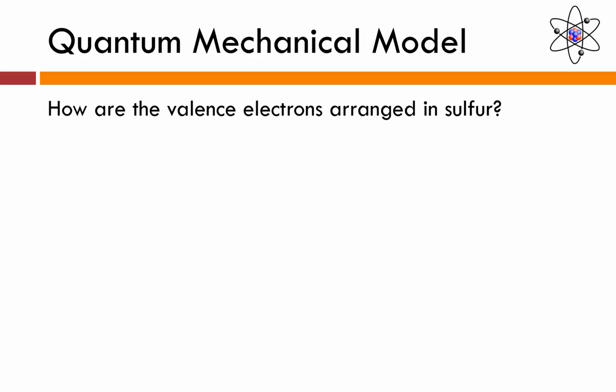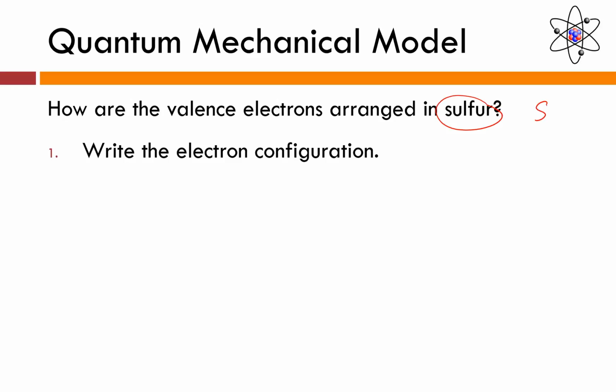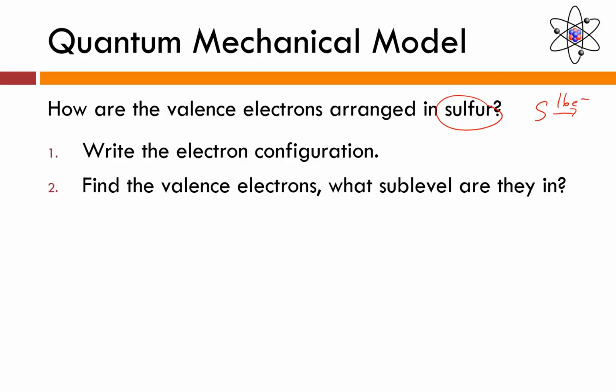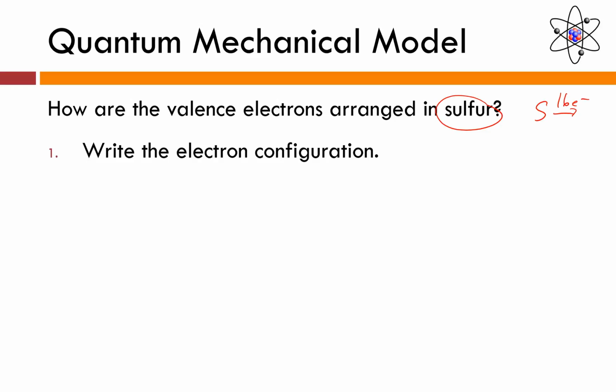So let's think about how the valence electrons are going to be arranged in an atom like sulfur, S. First thing you need to do is write the electron configuration. So this is hopefully old news for us. If you check your periodic table, sulfur has 16 electrons. So we'd see 1s2, 2s2, 2p6, 3s2, 3p4. Let's just double check and make sure that's 16: 2, 4, 10, 16. All right, I got them.